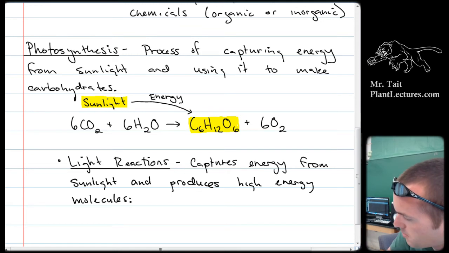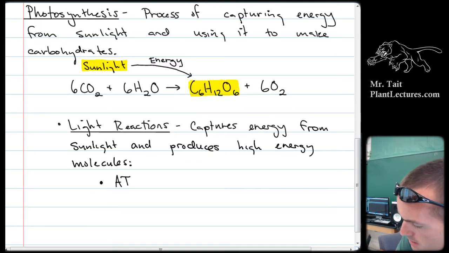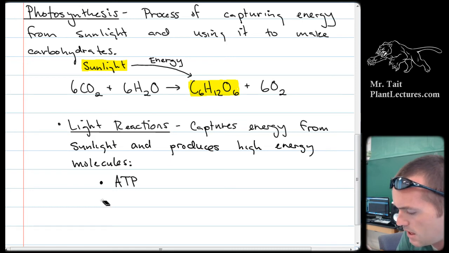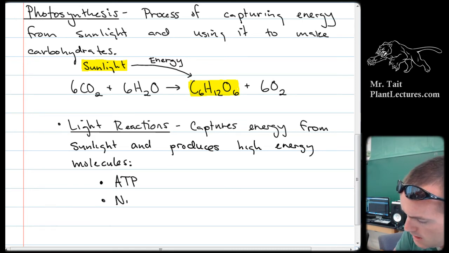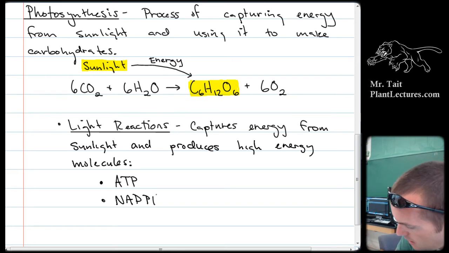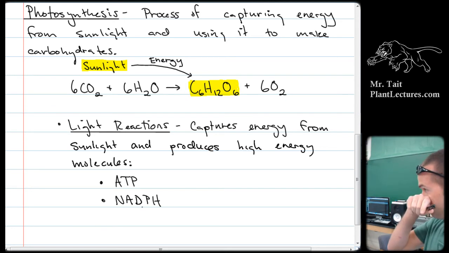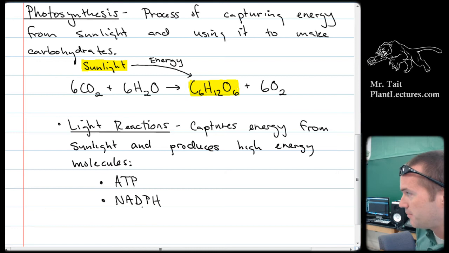The high energy molecules that are produced here are ATP, which we know what that is, and this other one that is a high energy electron carrier called NADPH. ATP is adenosine triphosphate. You guys know that, right? NADPH is nicotinamide adenine dinucleotide phosphate. You don't need to know that. It is basically just a compound that's really good at holding on to 2 high energy electrons, and then you can save them for later. All right?